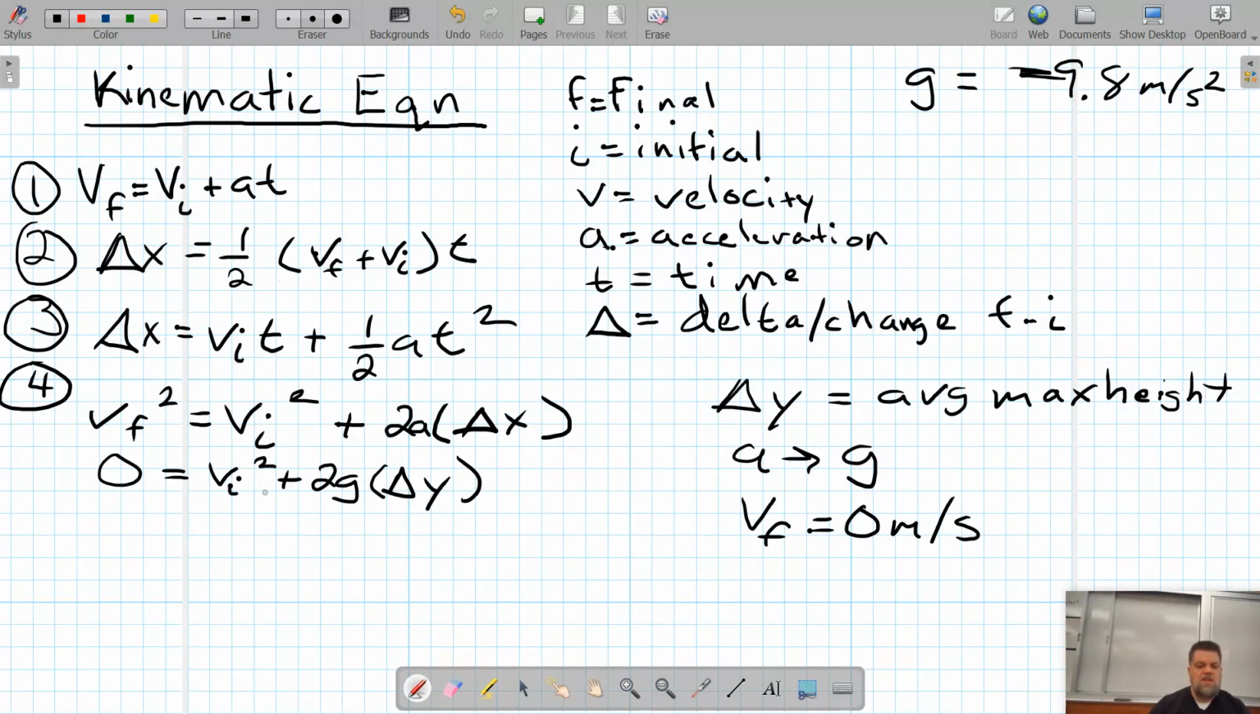And since I'm going to deal with all this stuff, I want to solve for vi, which is the initial velocity. So I'm going to subtract 2g times delta y from both sides of the equation. Now we're going to do a little algebra. And this is a very, I don't want to say famous equation, but it's a well-used equation.